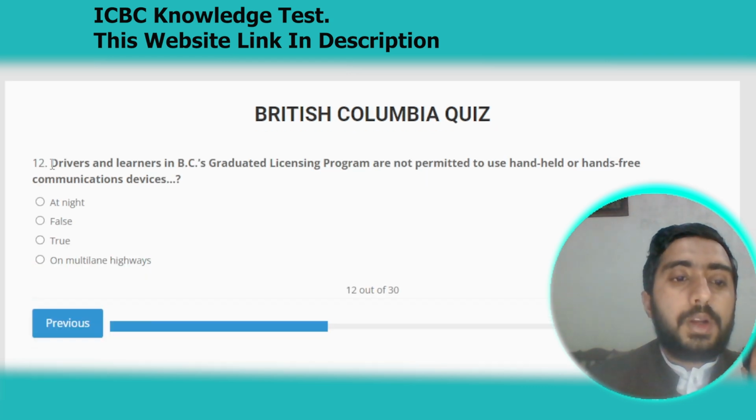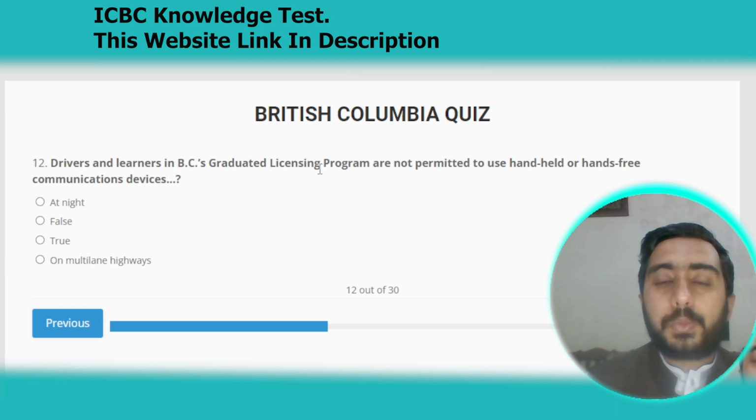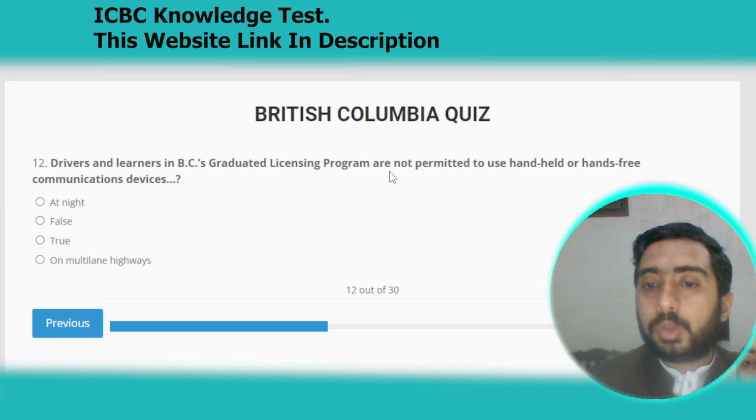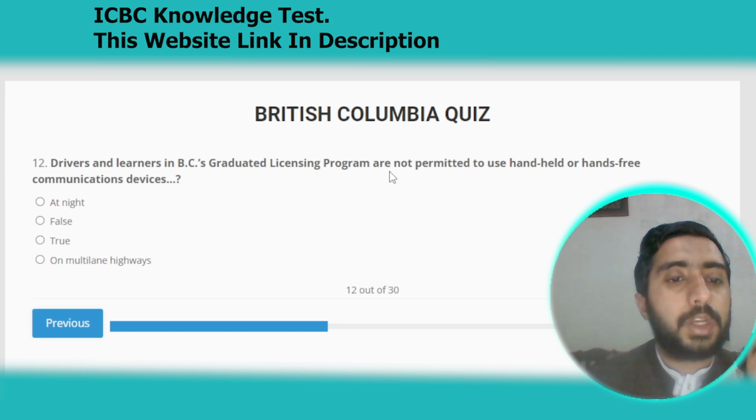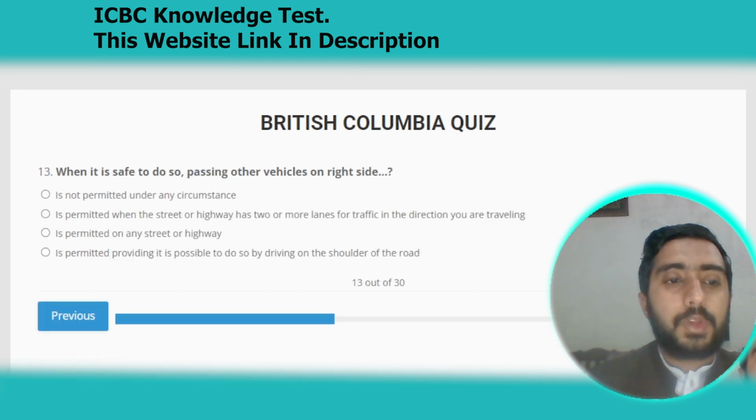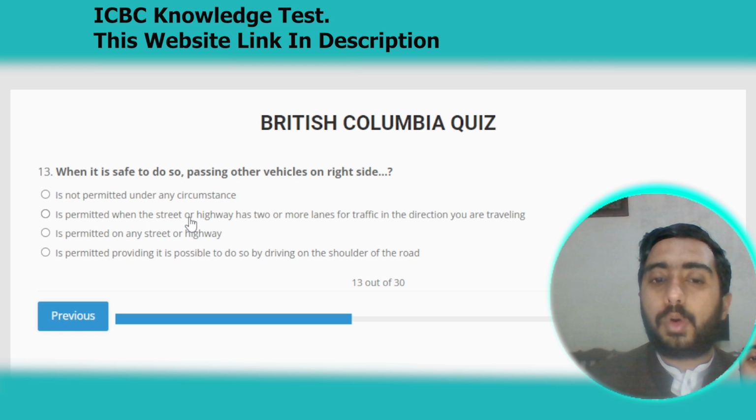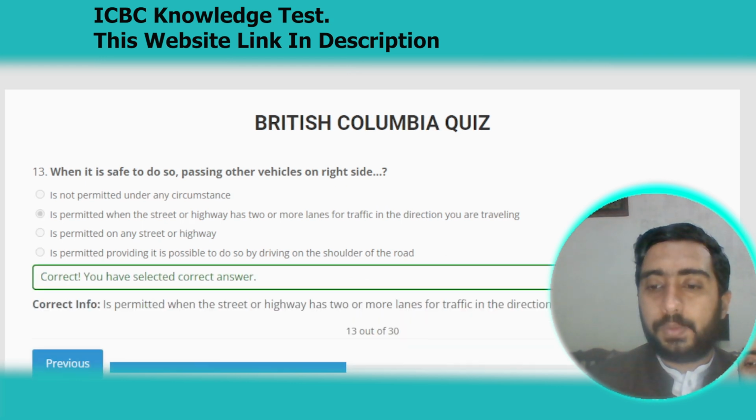Question number 12. Drivers and learners in British Columbia's graduated license program are not permitted to use handheld or hands-free communication devices. The correct answer is option C. It's true. Next one, question number 13. When it is safe to do so, passing another vehicle on the right side is permitted when the street or highway has 2 or more lanes for traffic in the direction you are traveling. Option B is the correct one.